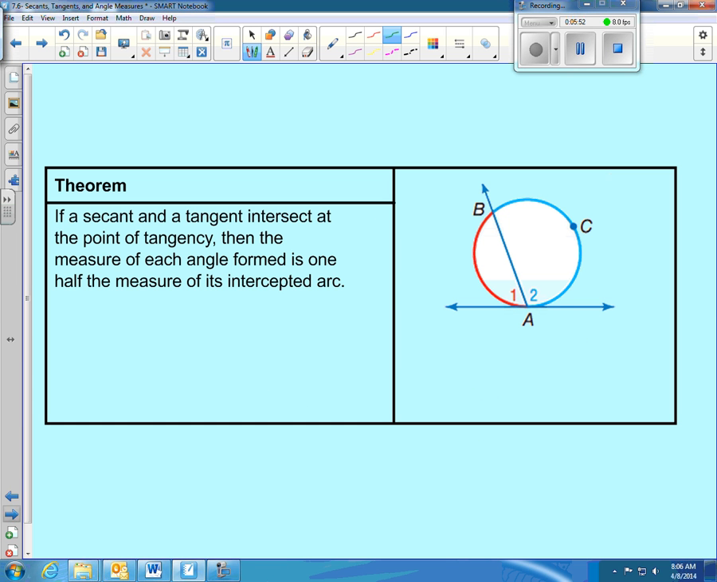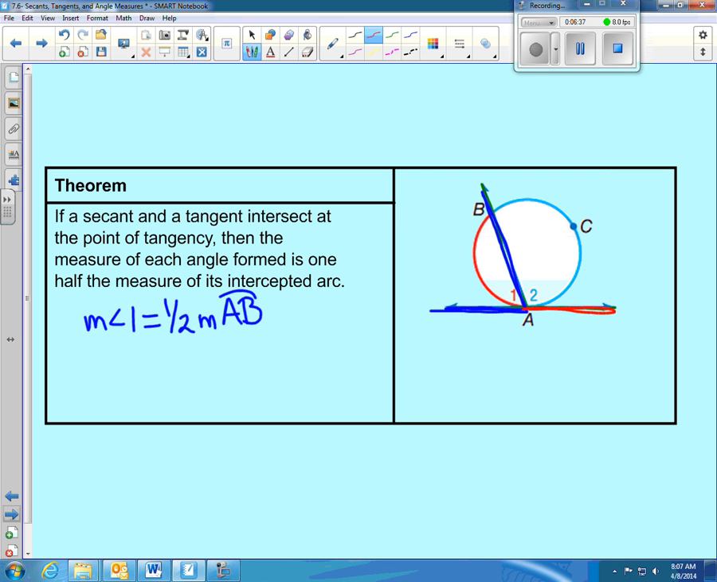If a secant and a tangent intersect at a point of tangency, then the measure of each angle formed is half the measure of its intercepted arc. And really, we have two angles here that are formed by our secant and our tangent. But this is no different than having an inscribed angle. So the angle is going to be half the size of the arc. If we want the measure of angle 1, it's half the measure of our arc AB. Just like we talked about in intercepted arcs.